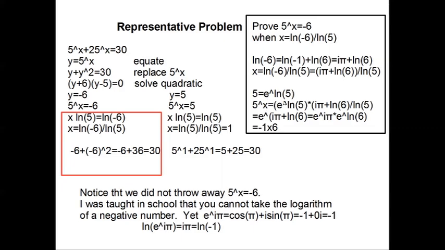So 5 to the x, we just take and multiply this by our expression over here. The log of 5's cancel out, and we get e to the i pi plus log of 6, which is equal to e to the i pi times the log of 6. e to the i pi is minus 1. So we've now shown how to get the missing solution and check the answers.